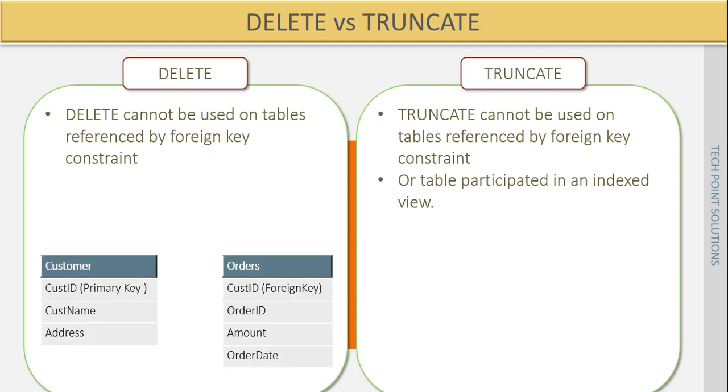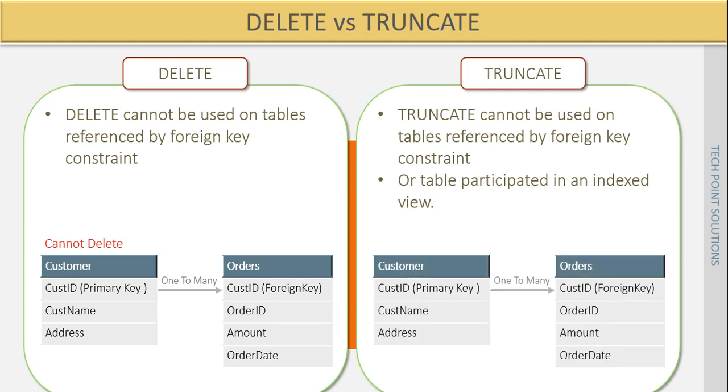I have tables customers and orders, and I have defined a one-to-many relationship. That means a customer can place multiple orders, and now suppose I want to delete a particular record from the customer table. I cannot perform the delete operation because the table is referenced by a foreign key constraint. Consider the same in case of truncate. We cannot delete or truncate from the customer table.